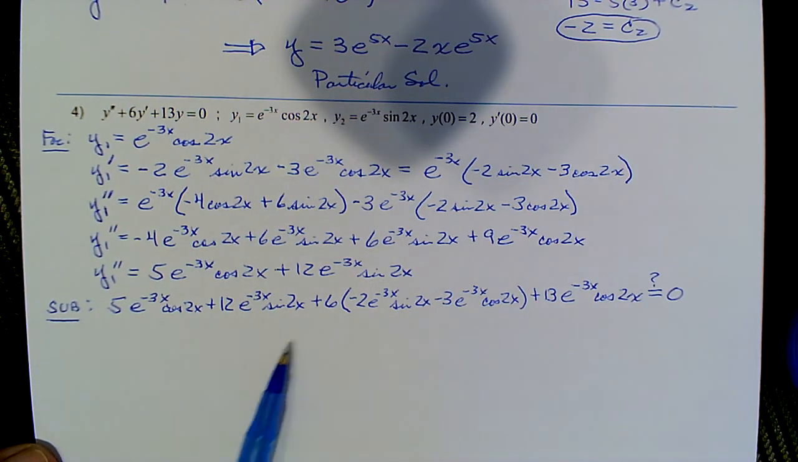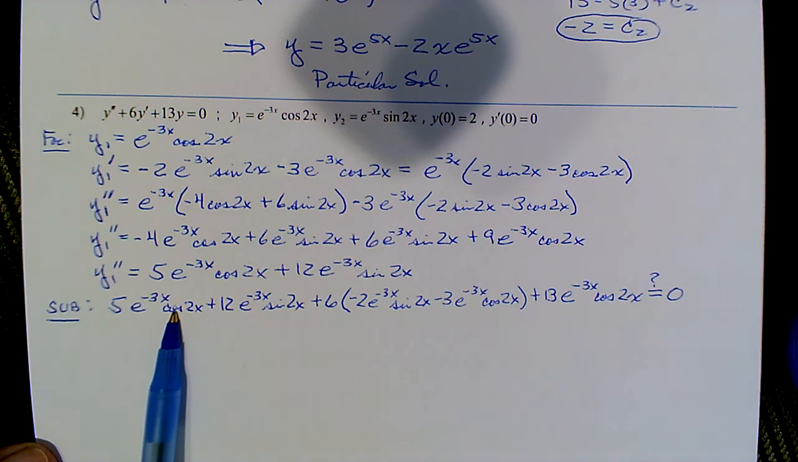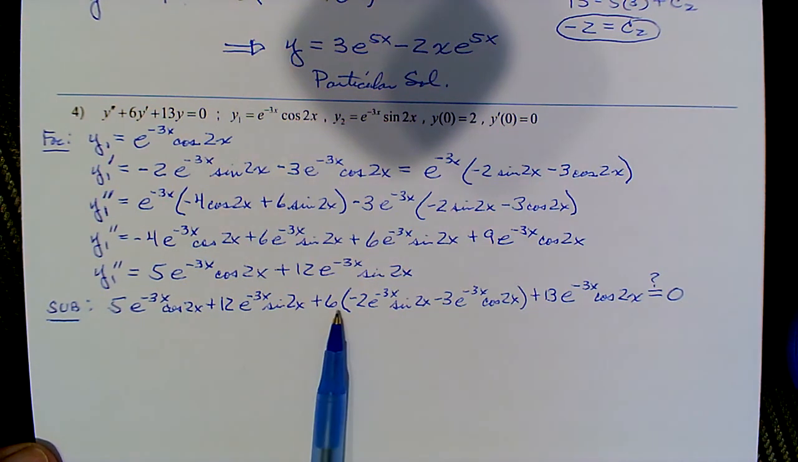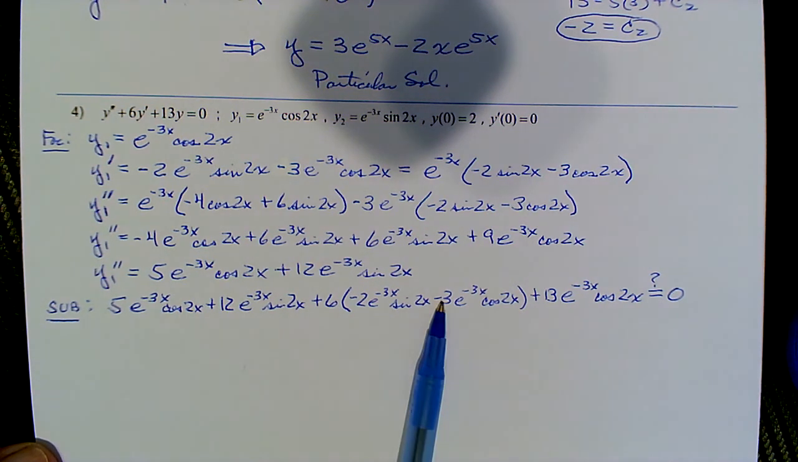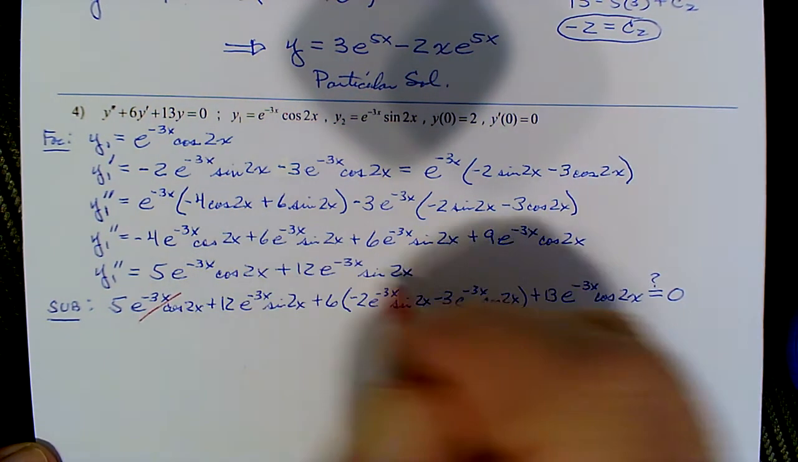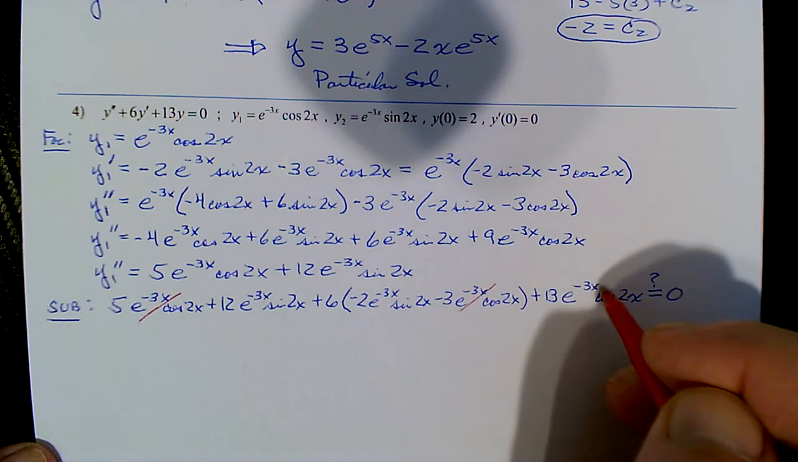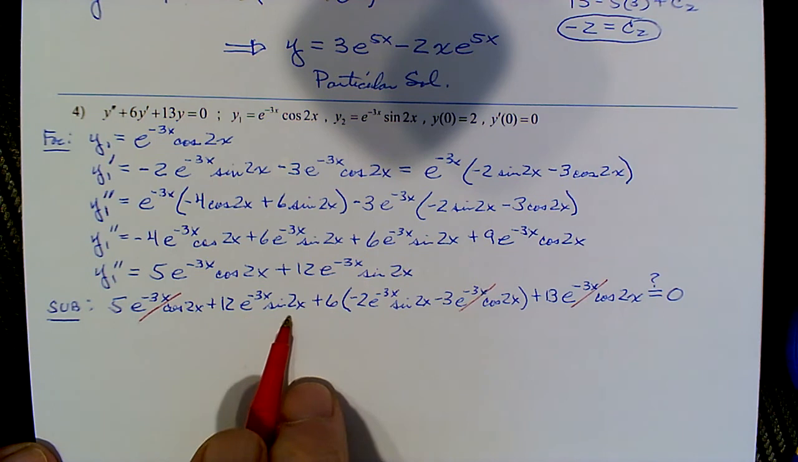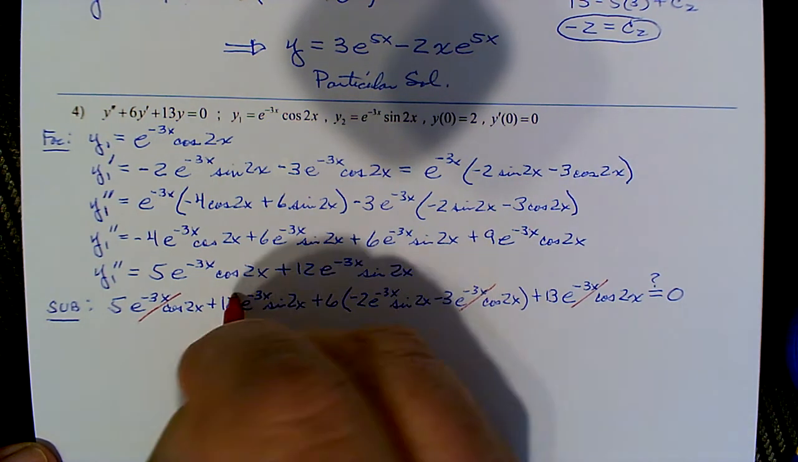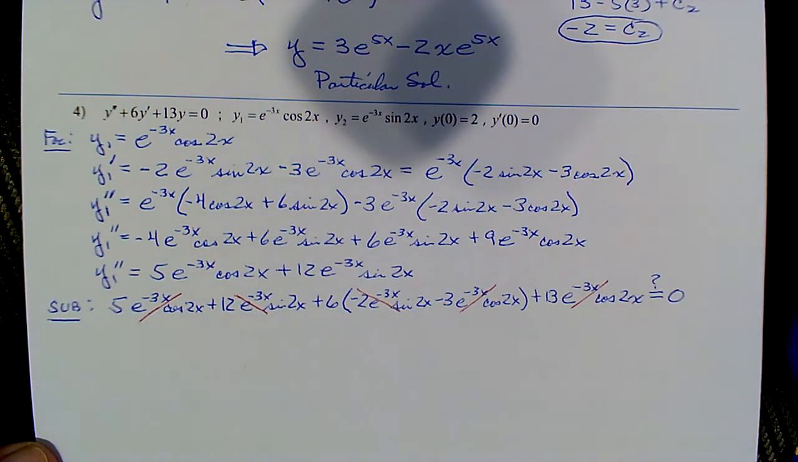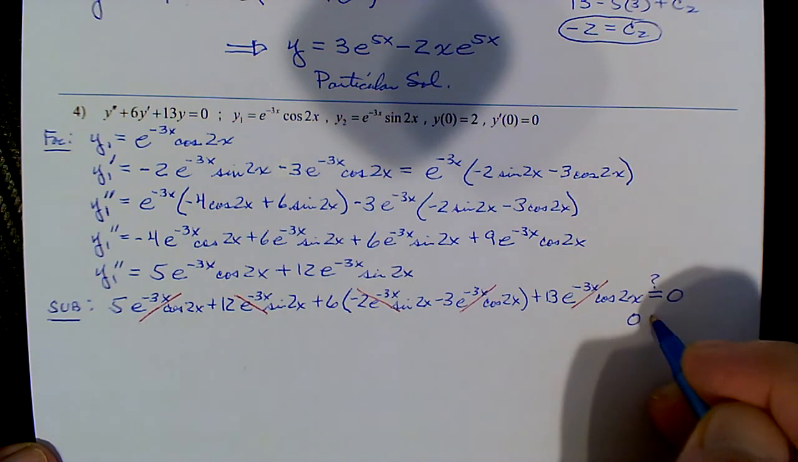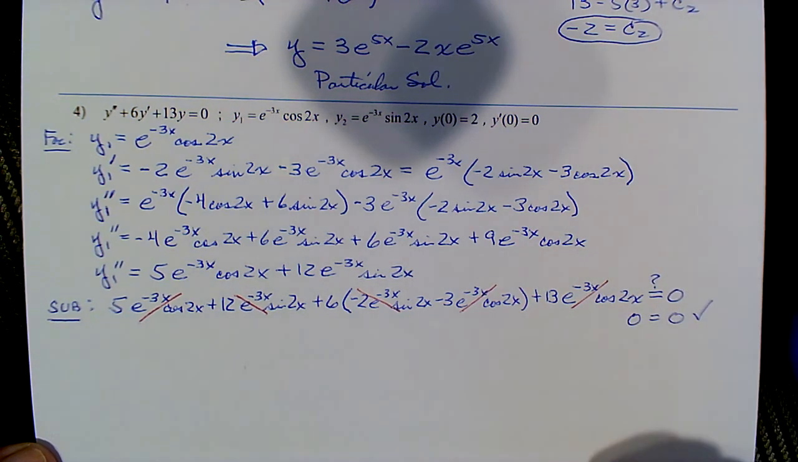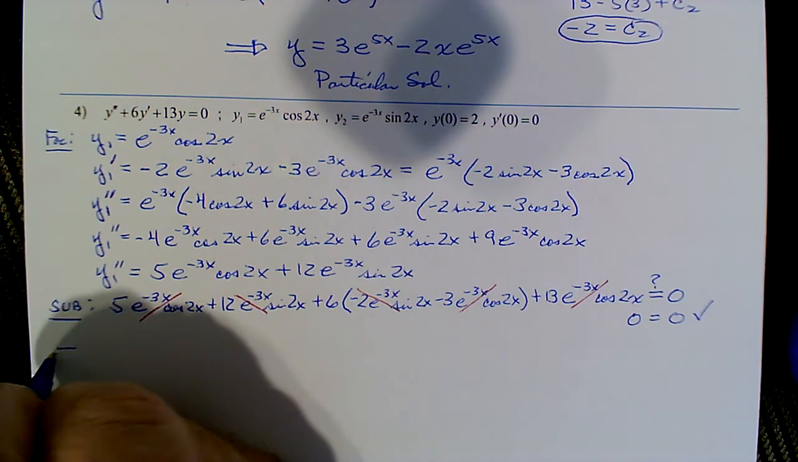Let's just do this mentally. Let's focus on the cosines. Got 5 here. That makes negative 18, so 5 and negative 18 is negative 13. And the negative 13 cancels with the positive 13. And then we've got 12 e to the negative 3x sine of 2x. Here's a negative 12. And those zero each other out as well. So, all that work, finally we get 0 equals 0. So it's verified.